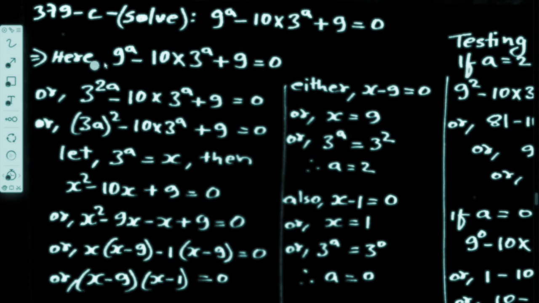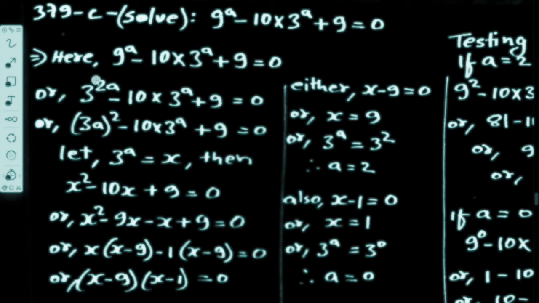See here, 9^a minus 10 into 3^a plus 9 equals 0. The question is written here as usual. 3^(2a) means 3 square, which is 9, so 9^a is 3^(2a). Then minus 10 into 3^a plus 9 equals 0.